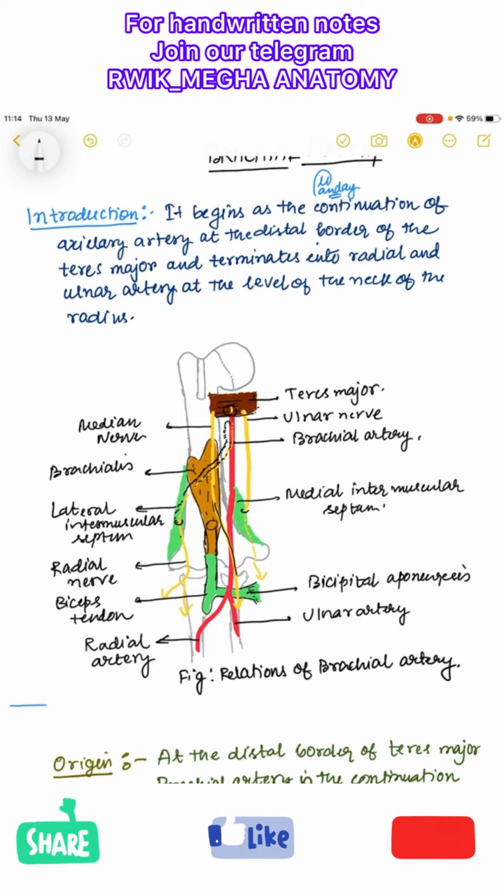What was that? That was the long head of triceps that was lying on the medial side. That was forming the medial boundary of this lower triangular space. So that muscle will also lie behind the brachial artery, right? So these are all the relationships of the brachial artery. Now we will look into the branches.